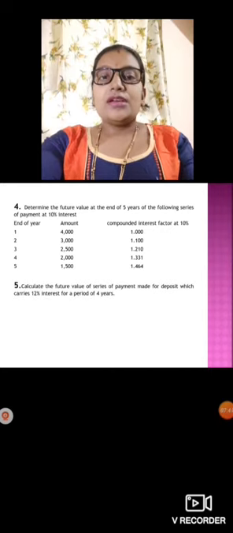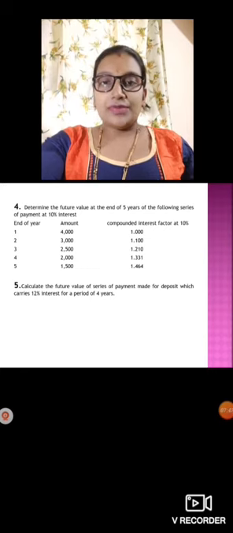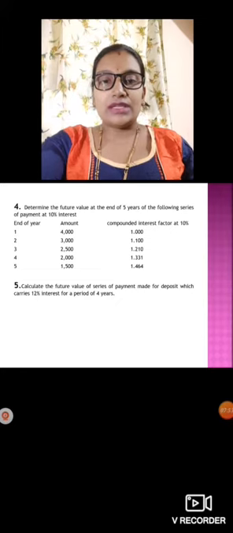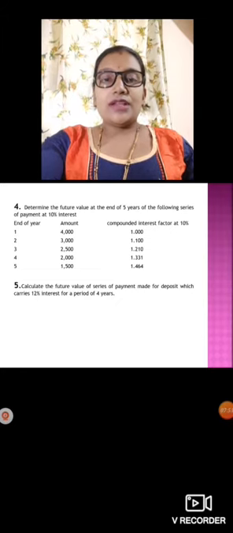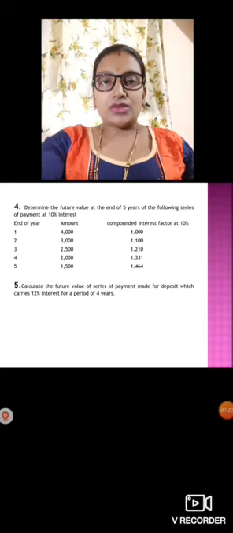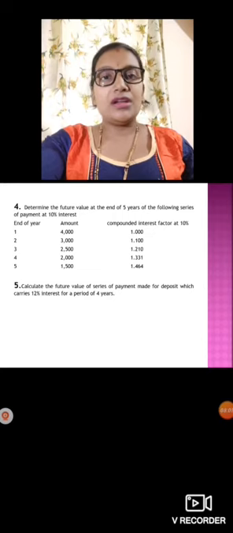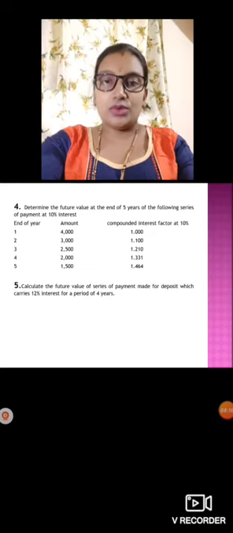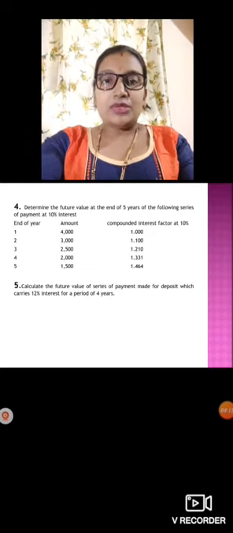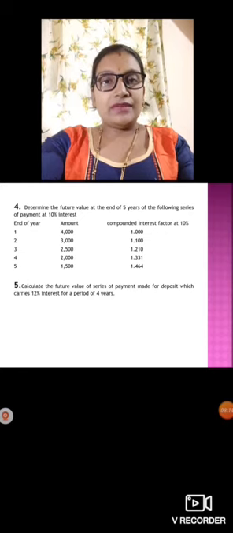Okay, so fourth problem. End of the year and amount as usual you're going to write 4000, 3000, 2500, 2000 and 1500. Now compound interest factor what you have to do, come in a reverse order. Okay, for first year 1.464, for second year 1.331, for third year 1.210, for fourth year 1.100 and fifth year 1.000. Okay, solve and let me know the answer. If you get any doubt, get it clarified, then sort it out.